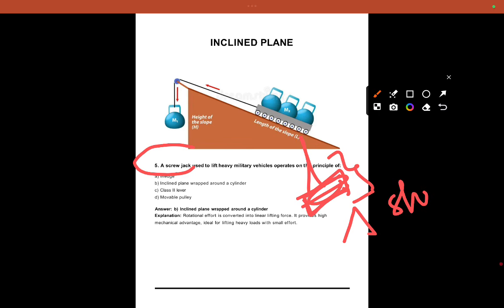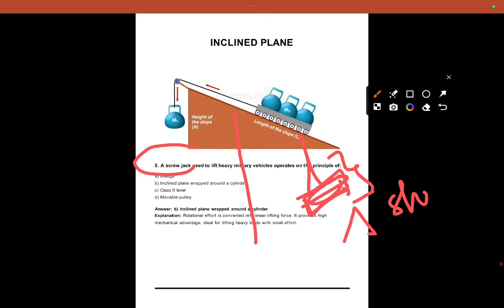The question is: the screw jack is used to lift heavy military vehicles. So how does the screw jack work? This is the question. A screw jack works on an inclined plane wrapped around a cylinder. So rotational effort is converted into linear lifting.